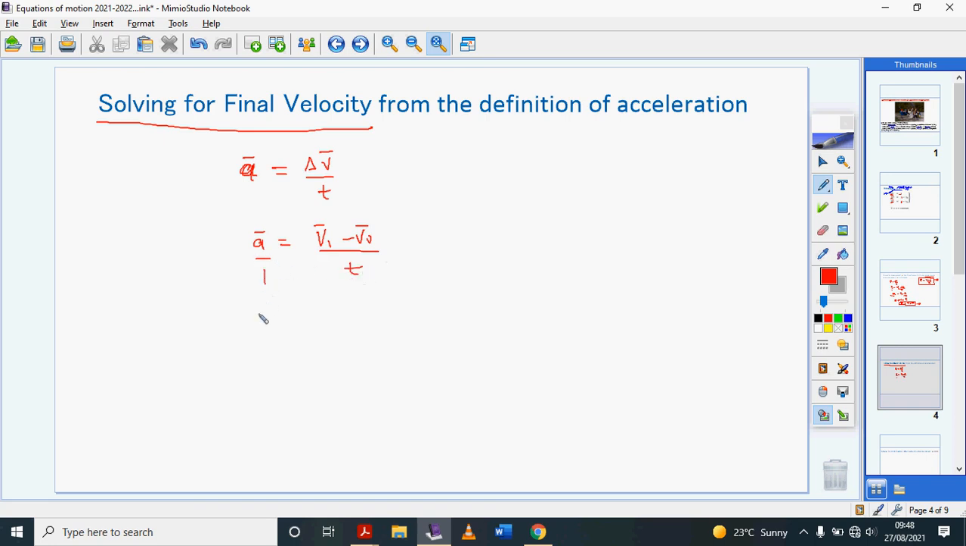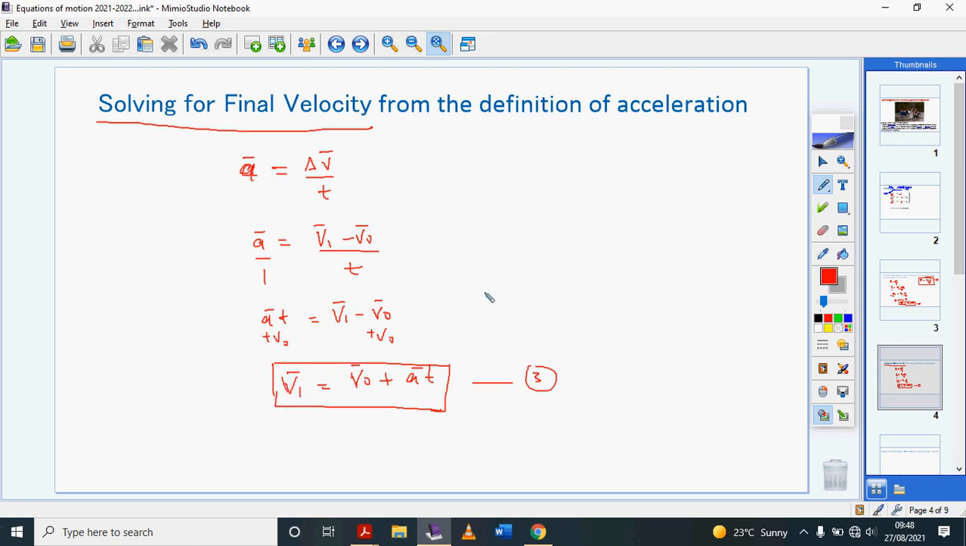And if I cross multiply here, I'll have a times t is equal to v1 minus v0. And if I add the v0 to both sides, then I'll have v1 is equal to v0 plus acceleration times time. This is our special third equation of motion. Third equation of motion: v1 is equal to v0 plus acceleration times time.